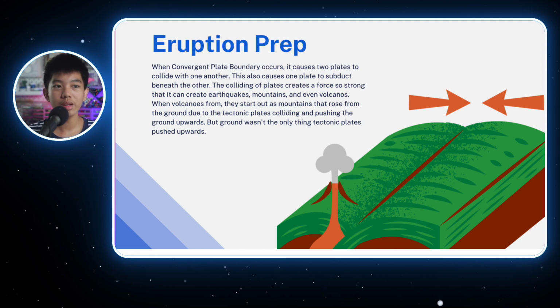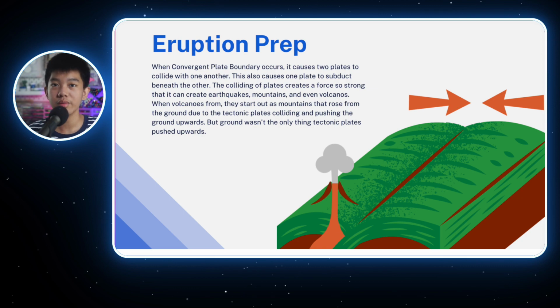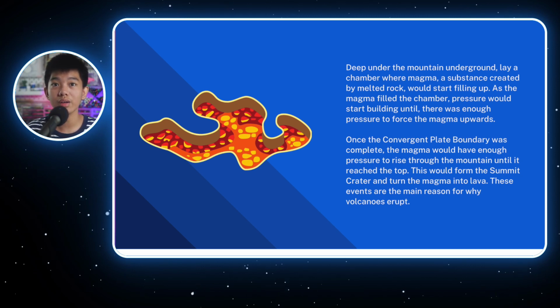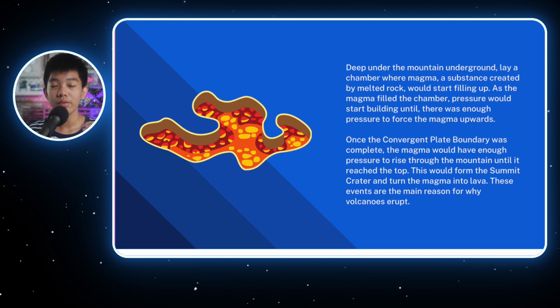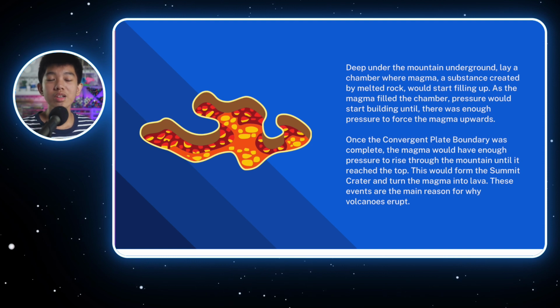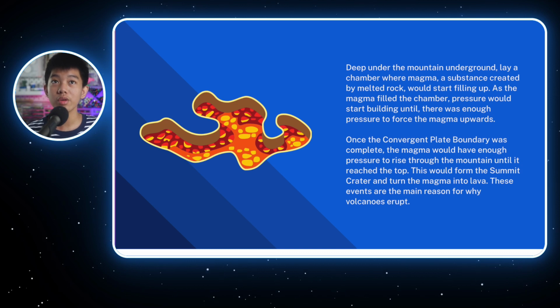But ground wasn't the only thing that tectonic plates pushed upward when the convergent plate boundary occurs. It also pushed up this. This is something called magma, which is the melted remains of rock. Yes, magma is what you get when you melt rock, and it's not called lava until it reaches the surface. Now, the magma, which is underground, would start filling up a place called the magma chamber, which is underneath the mountain.